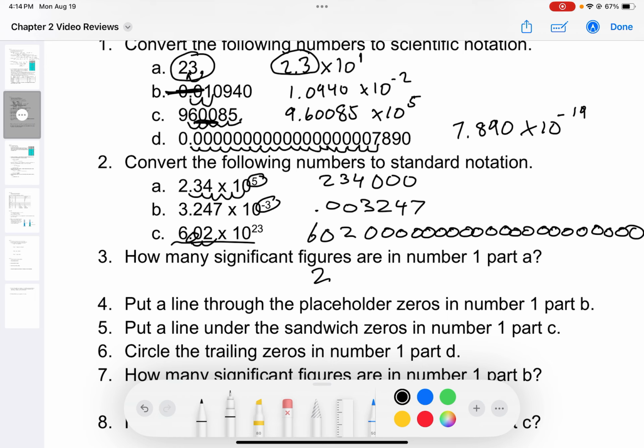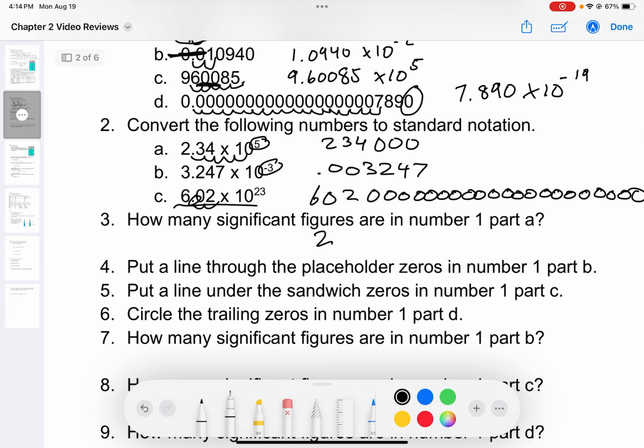It's those 2 zeros. Those are the sandwich zeros. Then letter C says circle the trailing zeros in number 1, part D. Trailing means at the end. So it says to circle those. That is the trailing zero in number 1, part D. It is that single zero at the end.